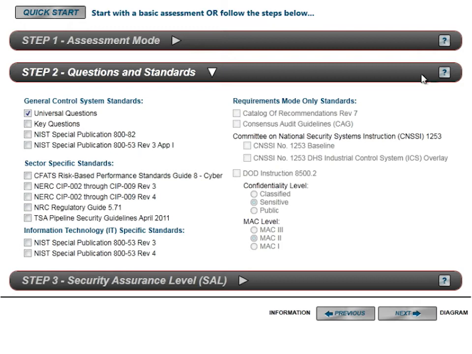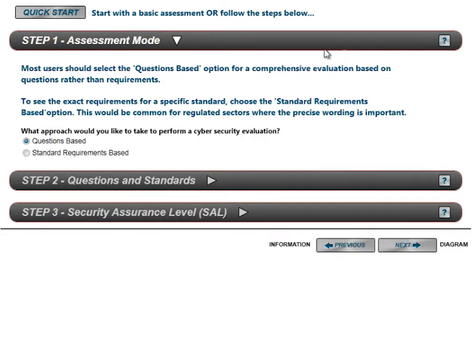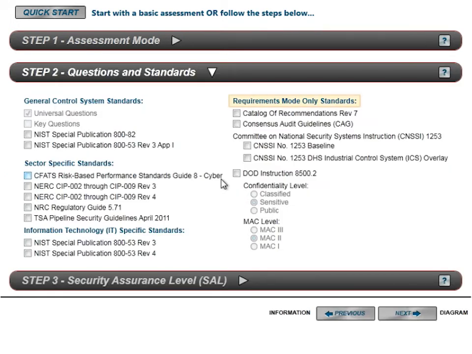Certain standards are only available when the requirements-based mode is selected. We will go back and switch to this mode. You will notice that the DHS Catalog of Recommendations can now be selected in addition to other standards that we have already discussed. Additional standards can be selected, including the CN-SSI 1253 standard.